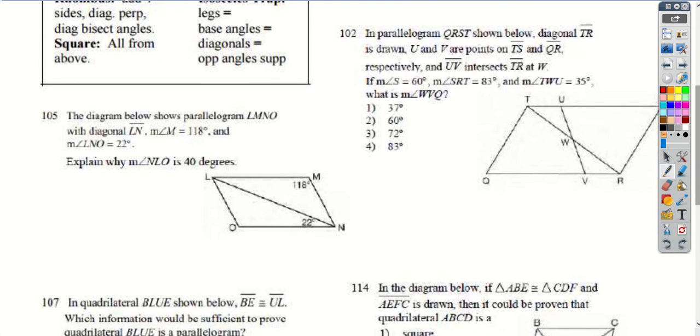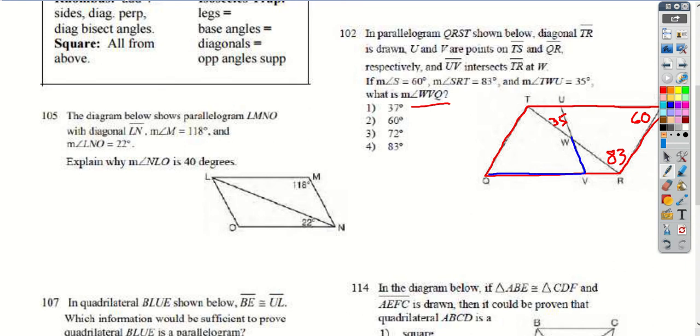In 102, a parallelogram is shown below. U and V are points on RS and TS and QR. Okay, so QRST, this guy right here, is a parallelogram. All right, so all those properties we talked about earlier are going to be in play here. Angle S is 60 degrees. Angle SRT is 83 degrees. So that's this angle right here. And TWU is 35 degrees. We want to know the measure of WVQ. So WVQ, we want to know the measure of this guy down here.